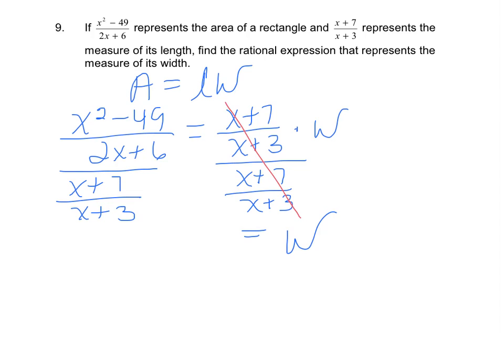But on the left I have division, and it looks really weird like that. I can either do LCD for a complex fraction, or I can write it this way. I can say x squared minus 49 over 2x plus 6 divided by x plus 7 over x plus 3. Now I'm dividing rational expressions like I'm used to.